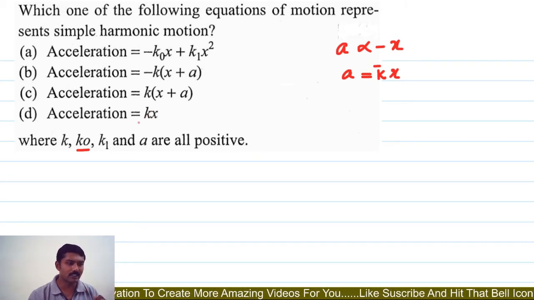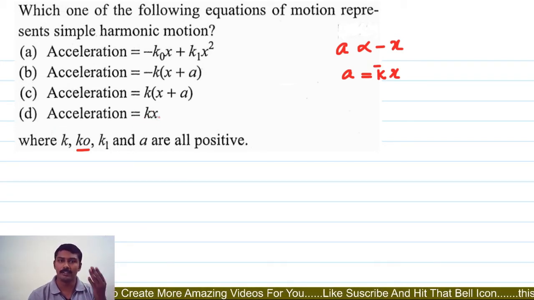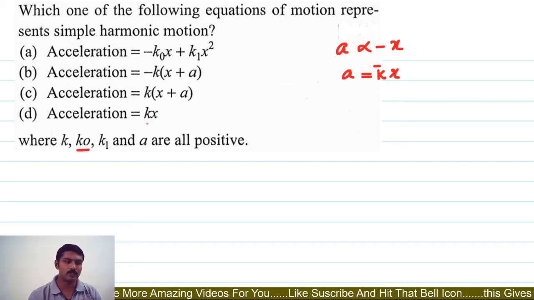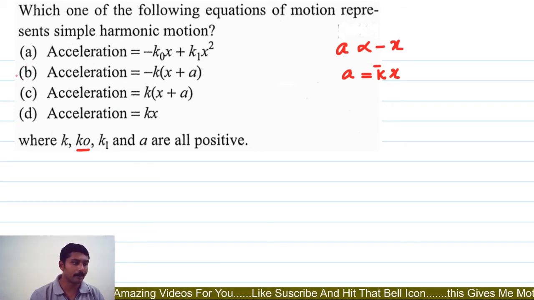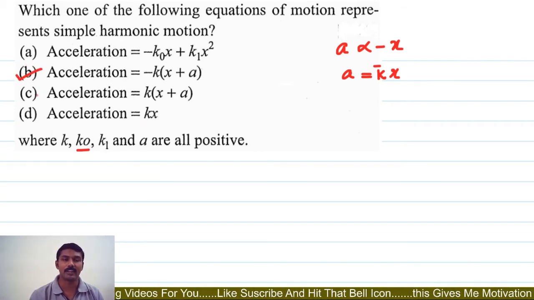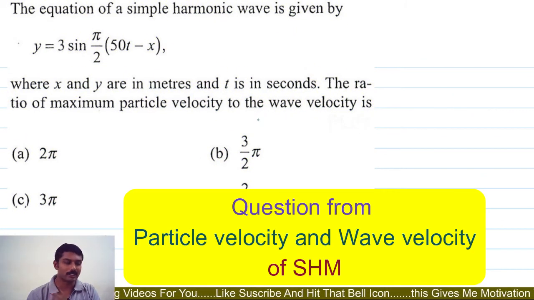Then the fourth one is acceleration is equal to k times x, where there also there's a negative sign, so that also doesn't qualify. The only right answer here is the second option. Now let's look at the next question.